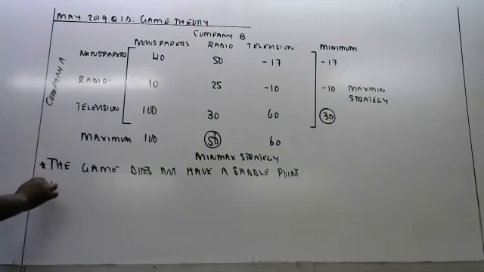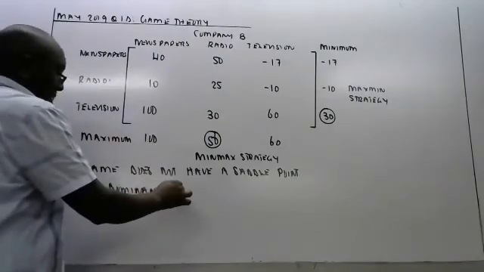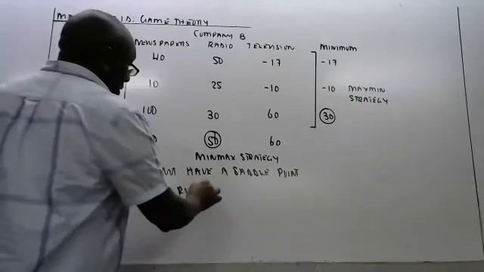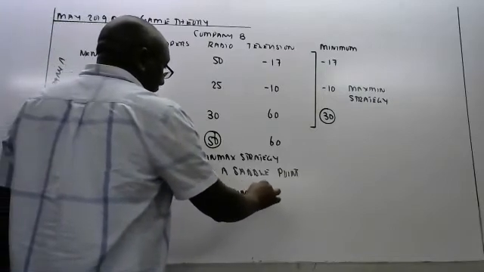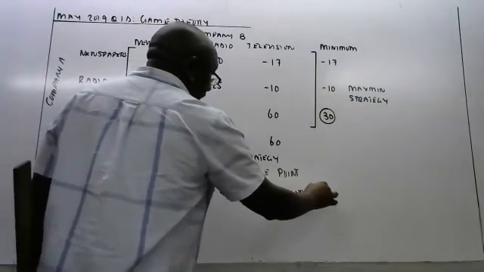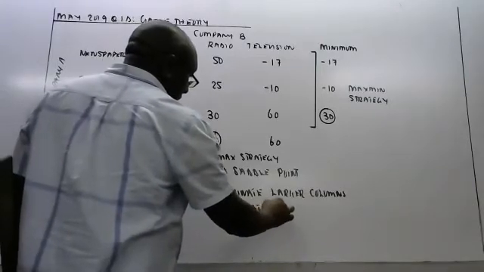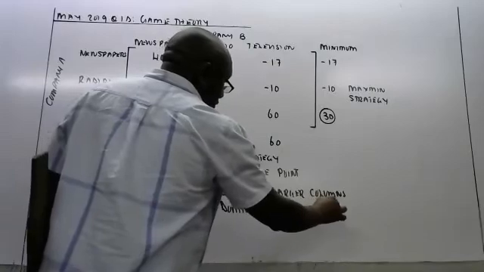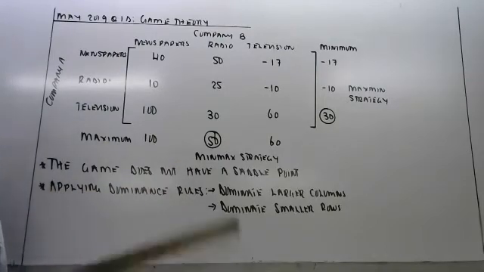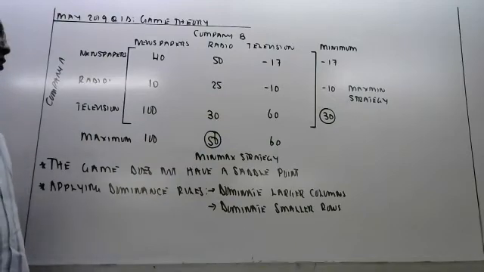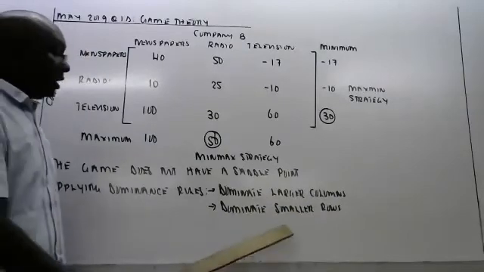Then the next thing is apply dominance rules. When you apply dominance rules, we dominate larger columns and we dominate smaller rows. So when we don't have a saddle point, and you can see the game is not a 2x2, then we just go straight to apply dominance rules. And the dominance requires we dominate larger columns and we dominate smaller rows.